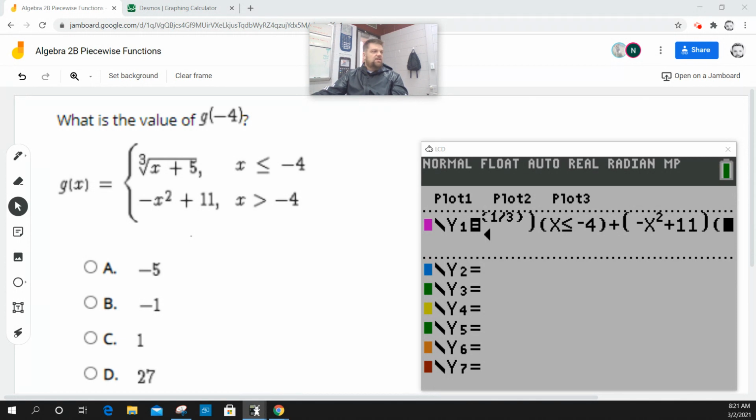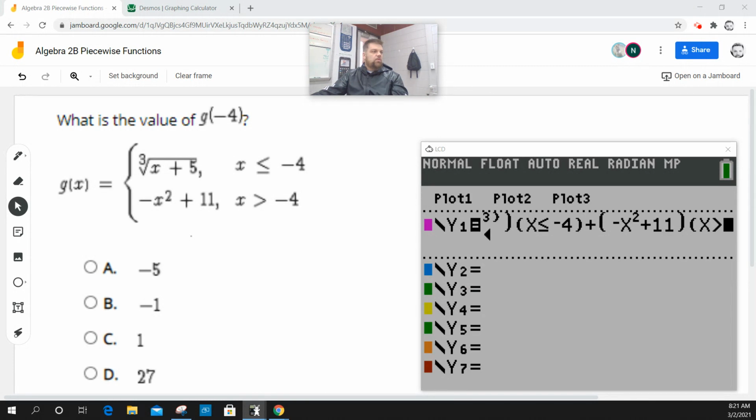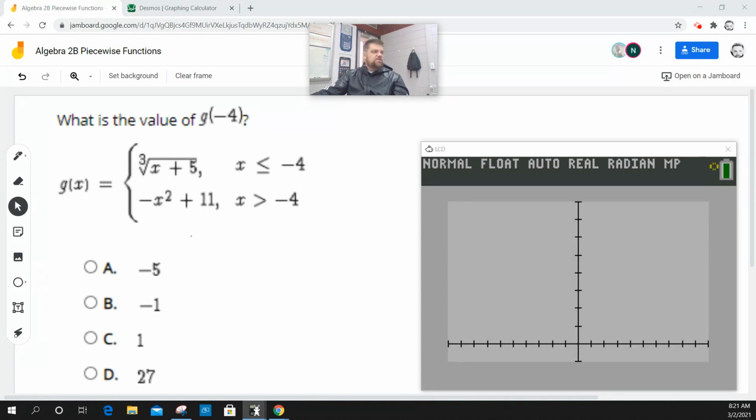And then I have to set in the domain restriction on that one. That's going to be x, second math, greater than -4. Okay, close my parentheses. Hit graph, see what we're working with. Oh, that's kind of crazy. So let's zoom out and get a look at what's going on here.